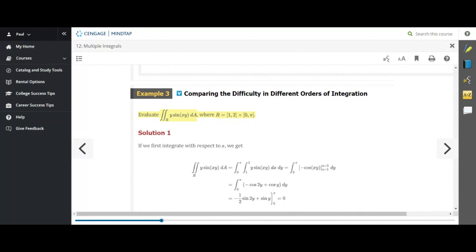We're going to evaluate this double integral over region R, where x goes from 1 to 2 and y goes from 0 to pi. And we're going to first integrate with respect to x.